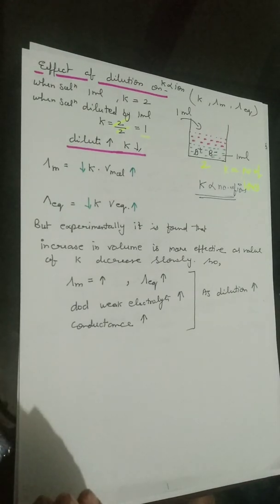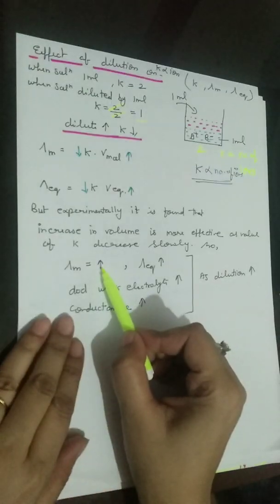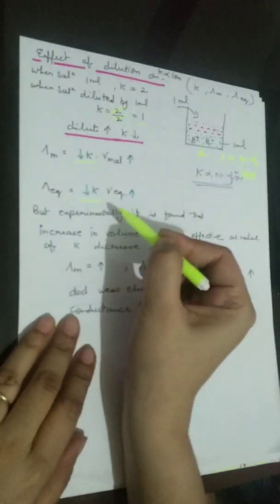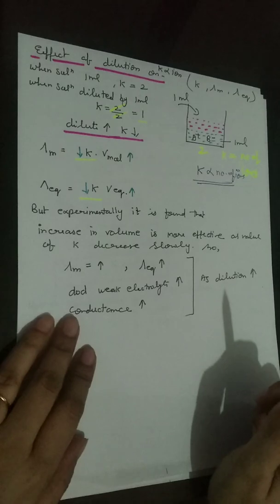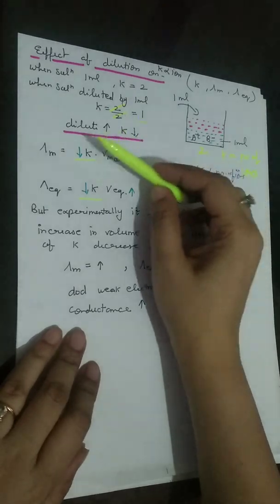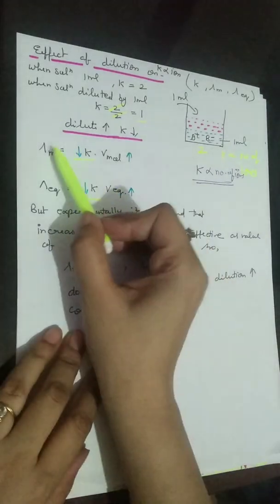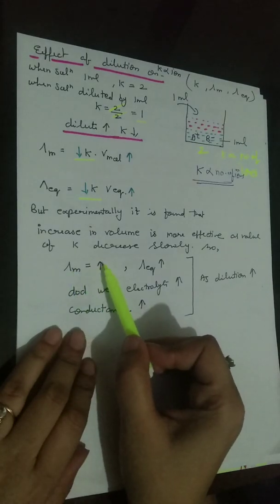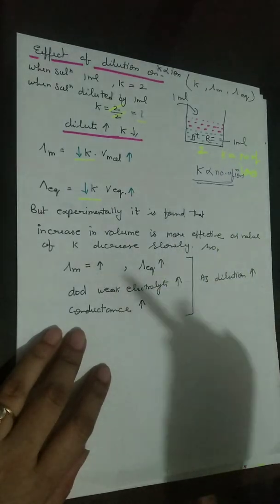So we consider the volume only, and do not consider the change in kappa here. According to this, molar conductance increases on diluting the solution. Why are we not considering kappa? Because experimentally it is proved that kappa does not decrease in the same ratio in which the volume increases. So we directly relate it with the volume. Molar conductance increases with dilution, and equivalent conductance also increases with dilution.